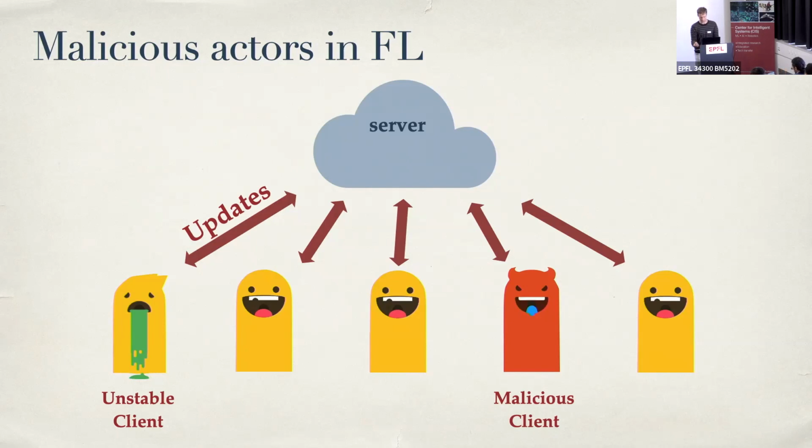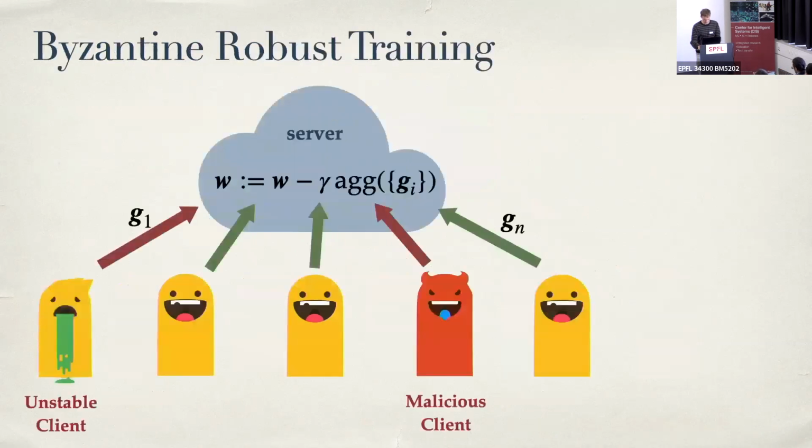And what we hope is that we could still train if the overall fraction of malicious workers is manageable. Let's say half of them are malicious. Usually we cannot do that, but maybe 20% are malicious, something like that. This is called a Byzantine robust training setting.